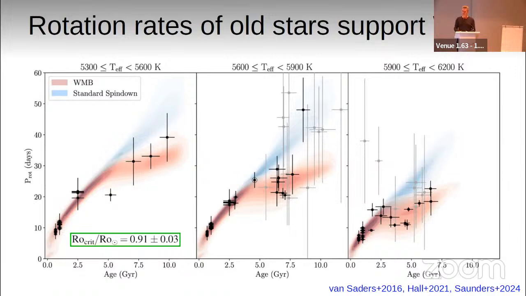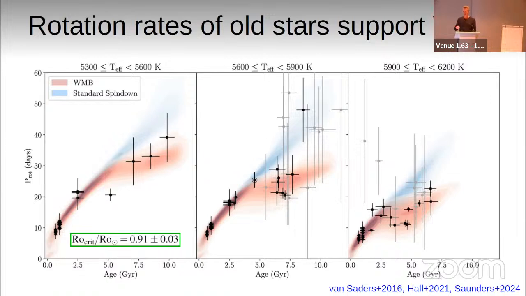So the F-type stars on the right, G-type stars in the middle, and K-type stars on the left, you can see the standard spin down predictions as the blue contours. Weakened magnetic braking postulated that at a fixed Rossby number, a single parameter, magnetic braking would basically shut off, the simplest assumption that you can make.